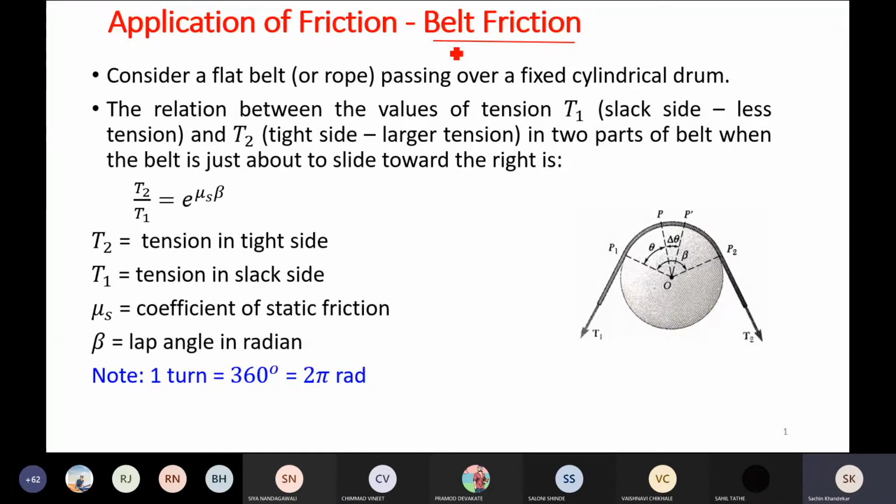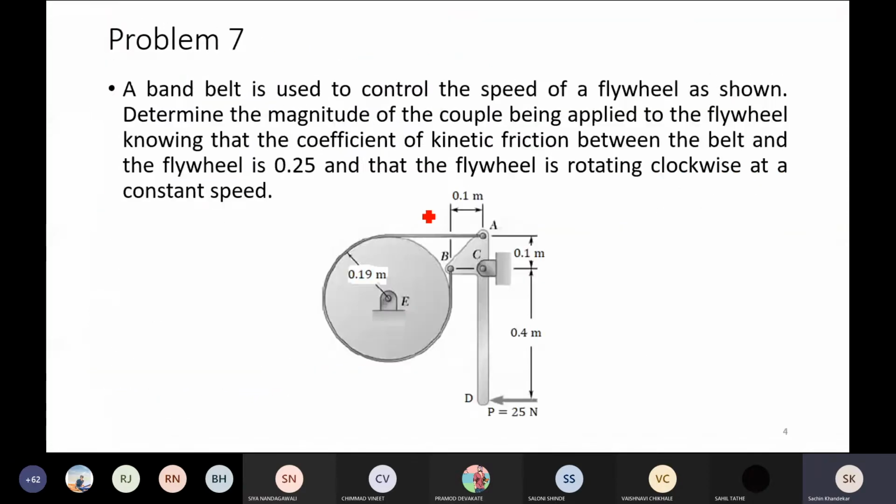Okay, fine. So, in the previous class, we discussed belt friction and this very important relationship. What you have to remember regarding this ratio is that it is the tension in the tight side to the tension in the slack side, and that is equal to e to the power mu s into beta. I explained problem number 7 in the previous class.